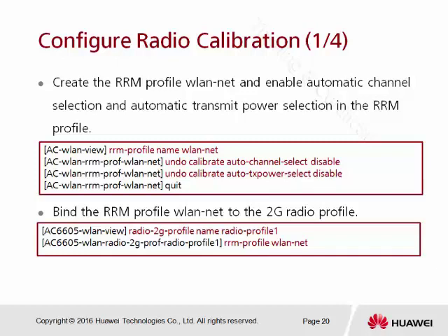Then the follow-on is to bind the RRM profile into the 2G radio profile. We just use the command radio-2g-profile and give it any name. Then we go inside this 2G profile and use the rrm-profile that we created. For example, right now I named it WLAN NAC, so I just go in here and use rrm-profile WLAN NAC. That's all. That means I already bound this profile into my radio 2G profile.